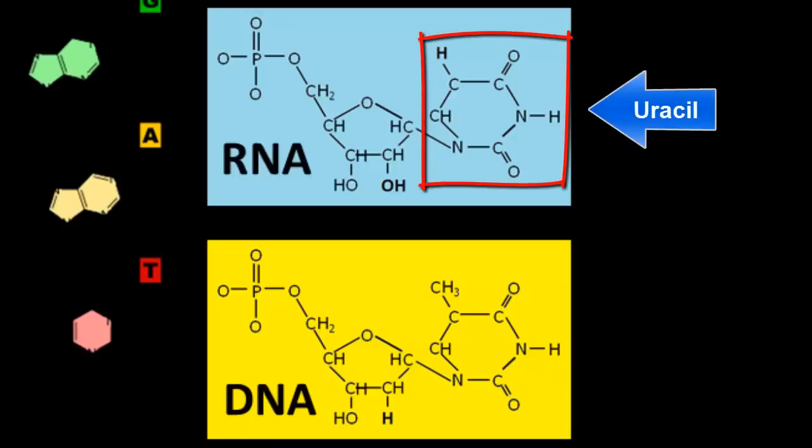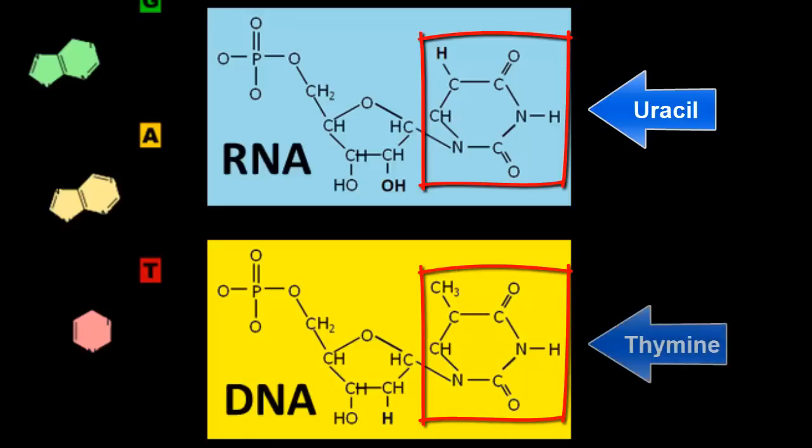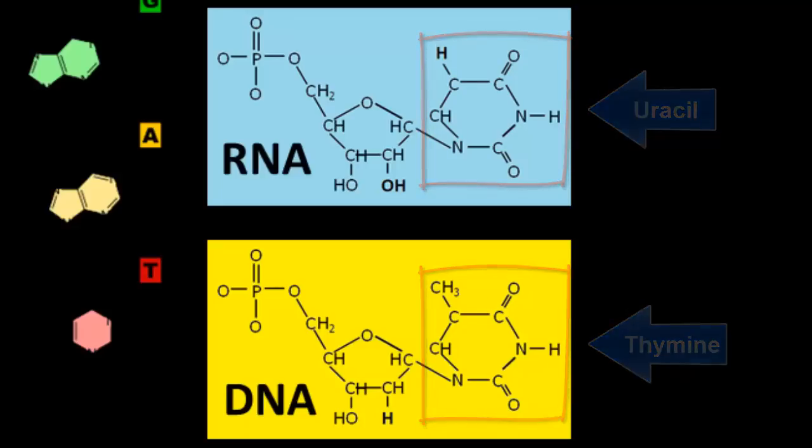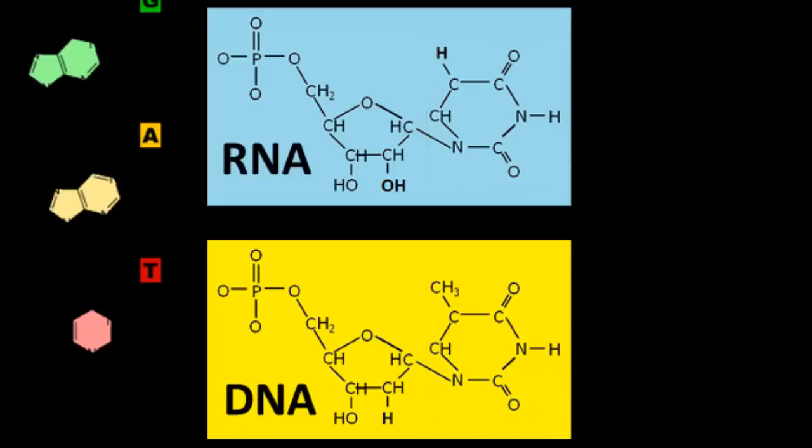Compared to the DNA, the yellow line, that base is a thymine. So you see they're very similar to each other. The only difference comes in that single carbon that's up there on the top left. In the RNA line, the uracil, it doesn't have anything extending off of it. It just has a hydrogen to keep it stable.